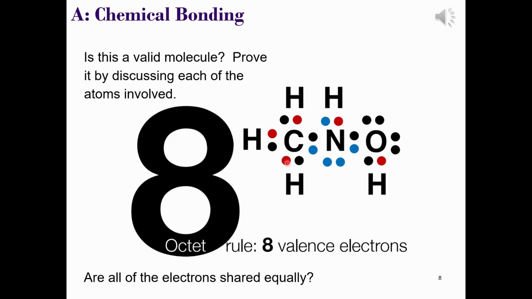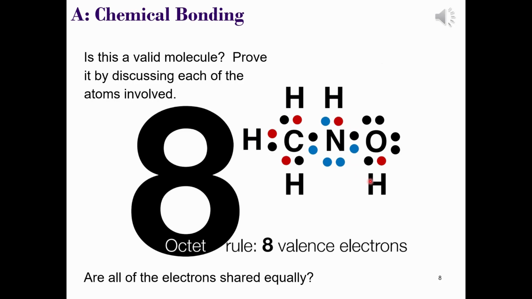There are 2 questions that we're going to consider on this slide. First is whether this is a valid molecule, and we'll talk about this by discussing each of the atoms involved. The second is whether or not all of those electrons are shared equally. Now, for hydrogen, each of those hydrogen atoms obeys the duet rule.